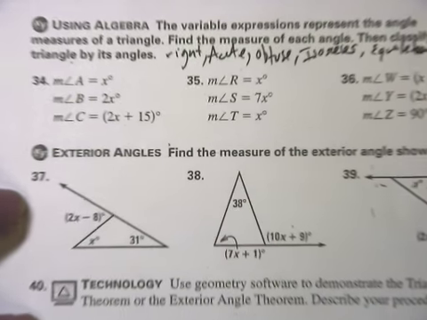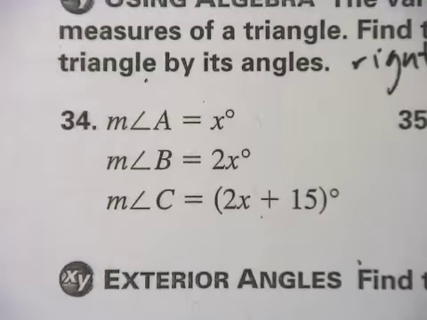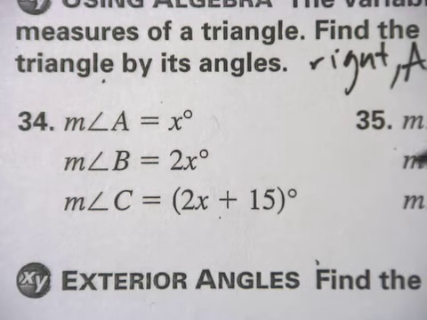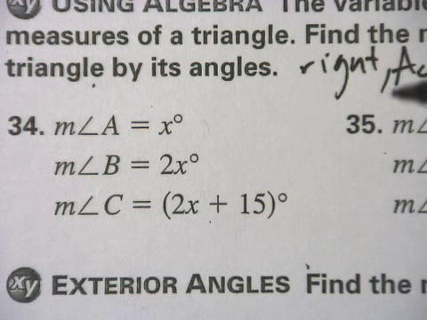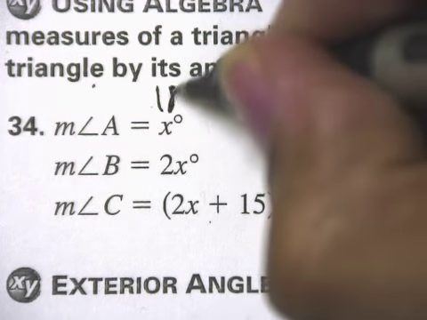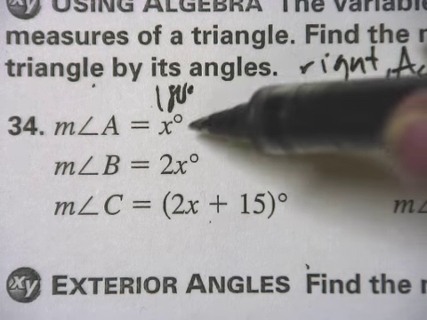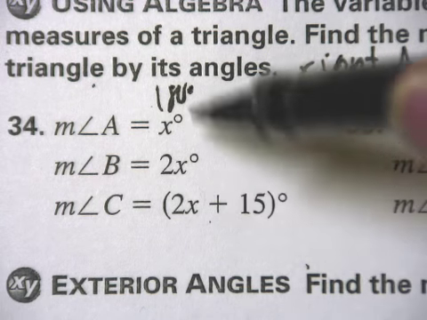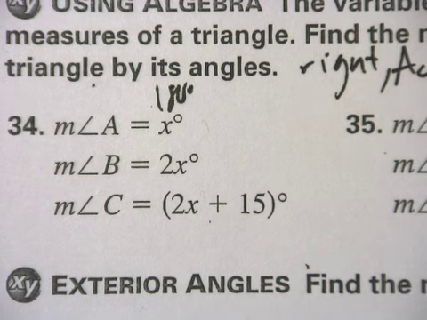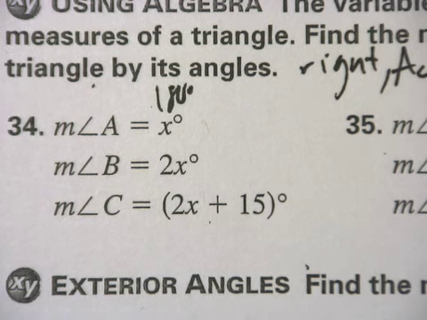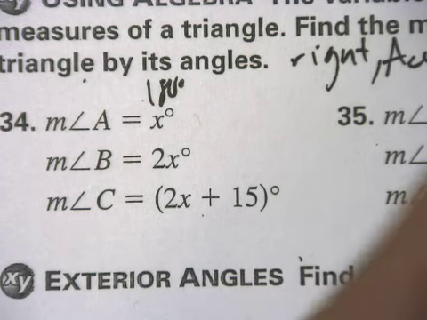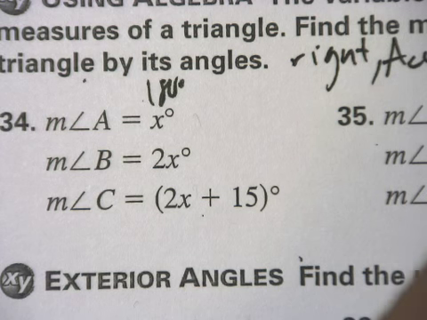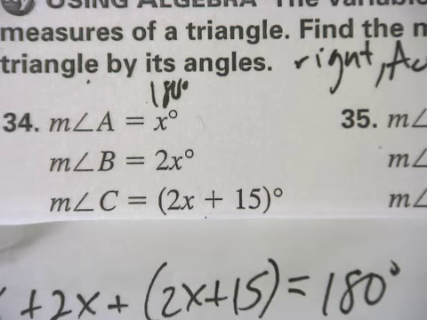So let's take a look at number 34 first. Number 34, we have these three angles here. And if you remember, how many degrees are inside of a triangle? If you guessed 180, you guessed correctly. So if I add up these three angles together, they should all equal 180 degrees. Well, let's do that down here. Let's see if we can solve that. I'm going to have x plus 2x plus 2x plus 15 is equal to 180 degrees.